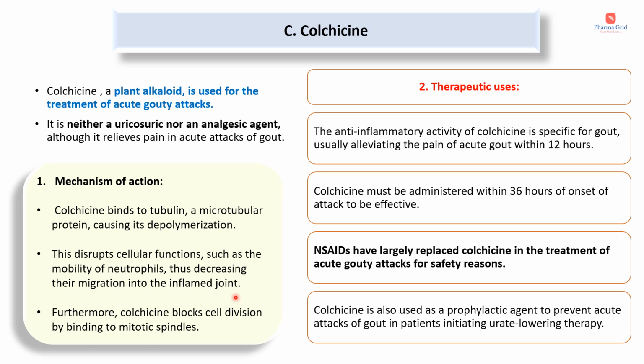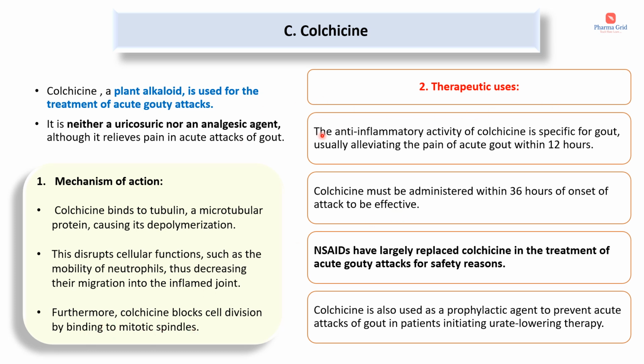As we have already seen in the pathophysiology, there will be phagocytosis of these urate crystals by the neutrophils. So what will this colchicine do? This colchicine binds to the tubulin, causing its depolymerization, and thereby it disrupts certain cellular functions such as the mobility or movement of neutrophils, or decreases their migration into the inflamed joint. And also one more mechanism is there. Colchicine blocks cell division by binding to mitotic spindles.